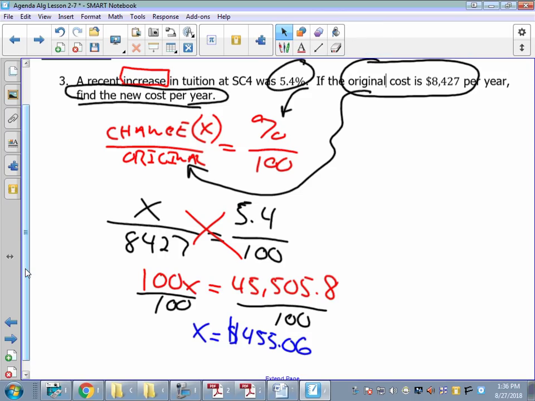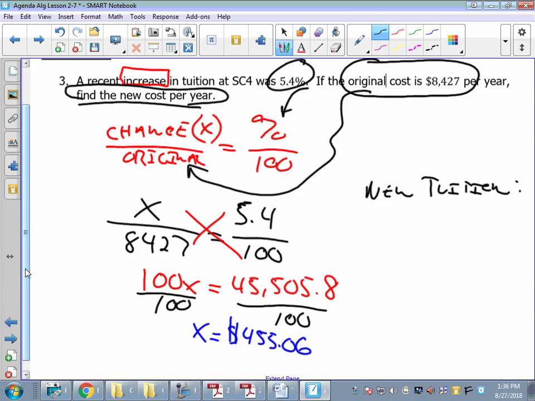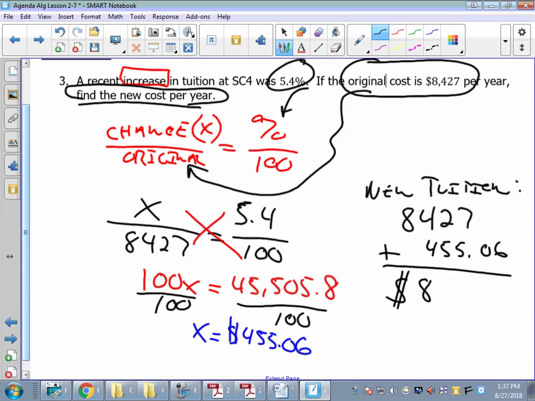Okay? Before I go and circle that as my answer, a lot of times we just go ahead and circle the answer, but does that make sense? This is where we talked about step 3. Does my answer make sense? We had an increase in tuition of 5.4%. The original cost was $84.27, and now I've got an answer of $455.06. Well, that doesn't make sense. That's bigger, but we're talking about a small increase. What we're looking for is the new cost. So for the new tuition, we have to take the old tuition of $84.27 and then add the $455.06 to that to get our new total cost per year of $8,888, or excuse me, $882.06.